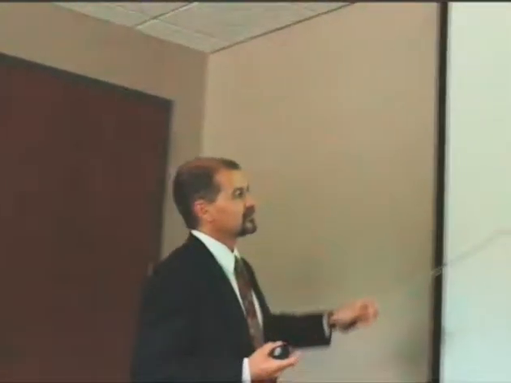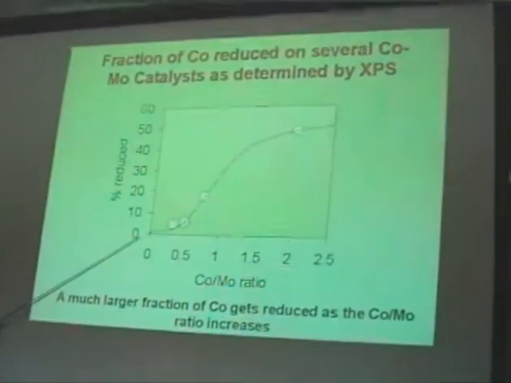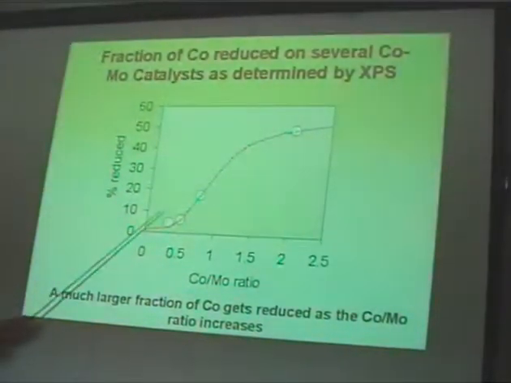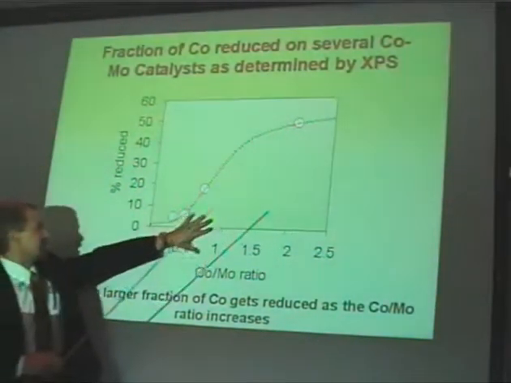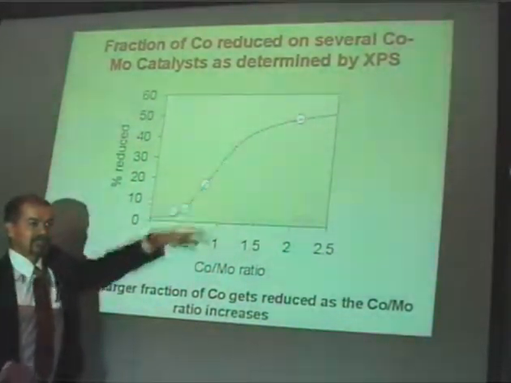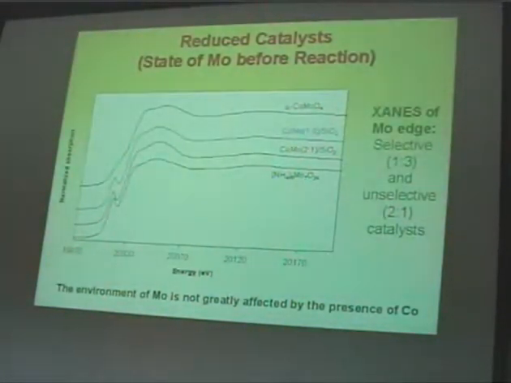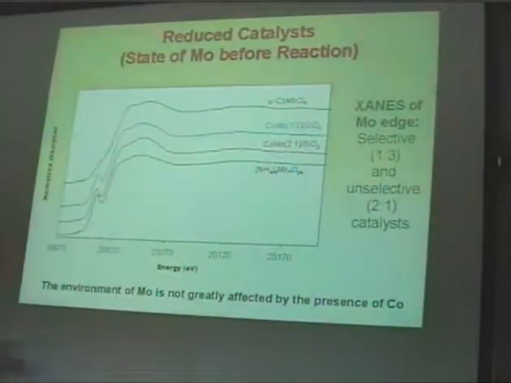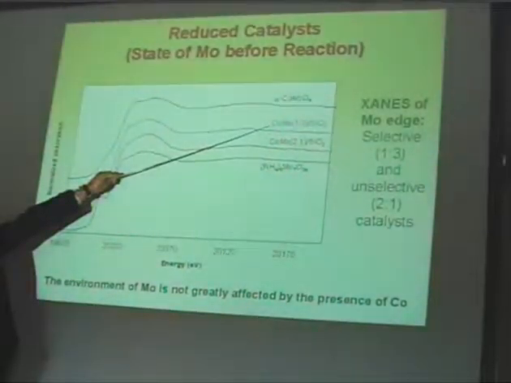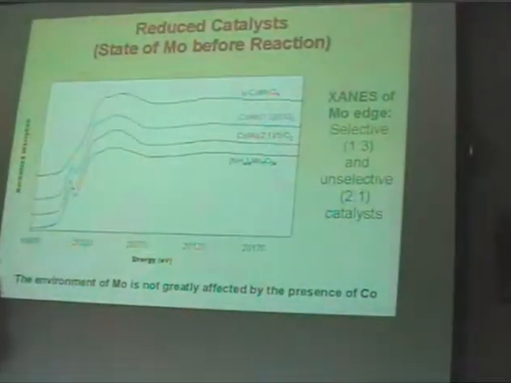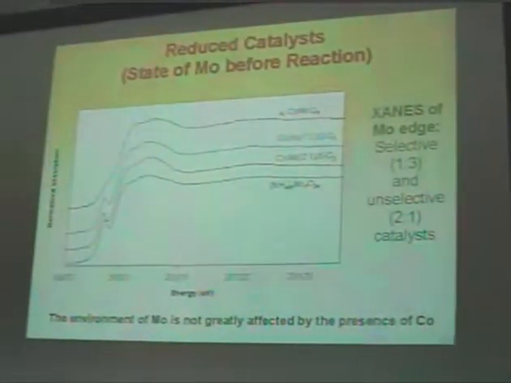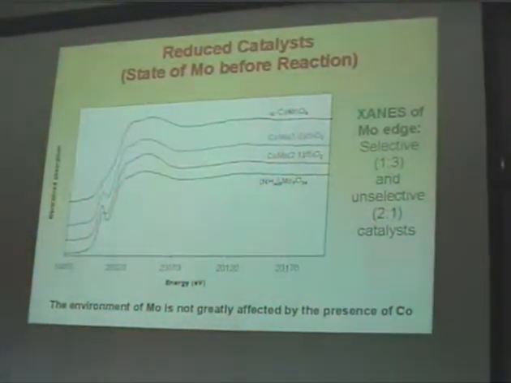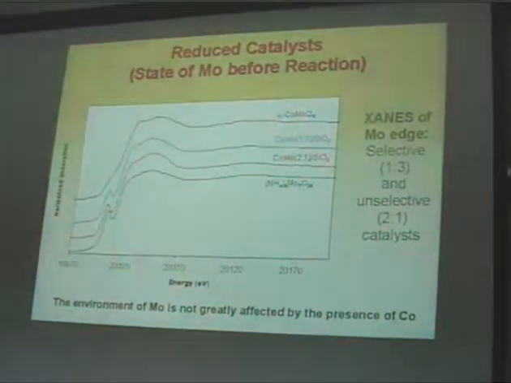Now, XPS corresponds very nicely with this. So as you start increasing the cobalt to moly ratio, a larger fraction of cobalt gets reduced just before the reaction. If you have a selective catalyst, most of the cobalt is in the non-metallic state. Okay, how about moly? Well, moly doesn't really matter whether you have the selective catalyst or the unselective catalyst. Moly looks very much like heptamolybdate. So how can we explain that the chemistry of the cobalt strongly depends on the amount of cobalt to moly, but the chemistry of the moly doesn't?